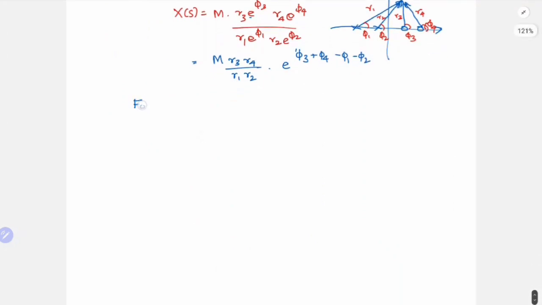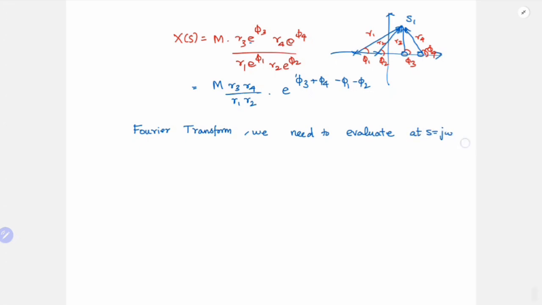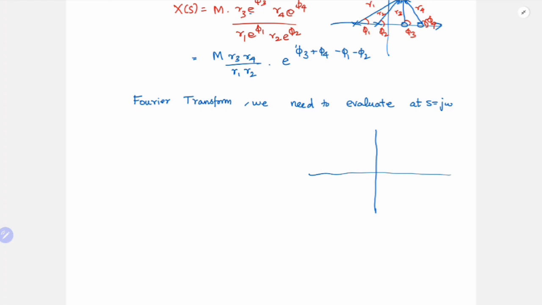Now for Fourier transform, what do we do? We need to evaluate the Laplace transform at s equal to j omega. So what will happen? We should take with respect to the j omega axis. So these will be the vectors and these will be the respective angles. Okay. So let us see an example.